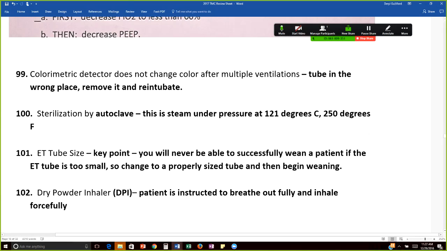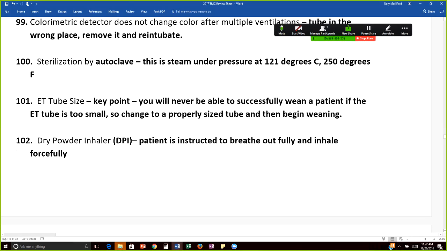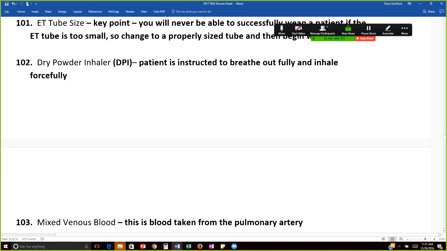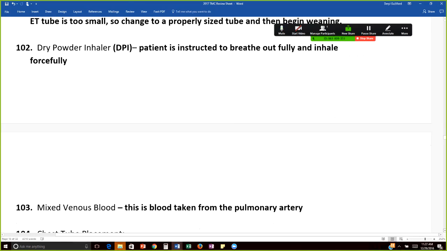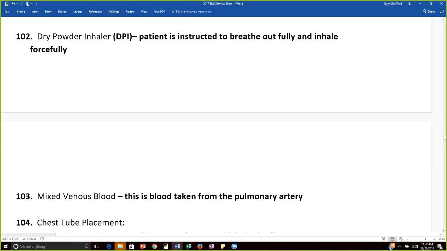Sterilization by autoclave. It's interesting because RTs don't really use autoclaves, but I've had several questions asked about autoclaves, and that is steam under pressure at 121 degrees centigrade, which is 250 Fahrenheit. You will never successfully wean the patient if the ET tube is too small. You've got to get the proper size tube. Dry powder inhaler. Instruct the patient to breathe out fully and inhale forcefully.